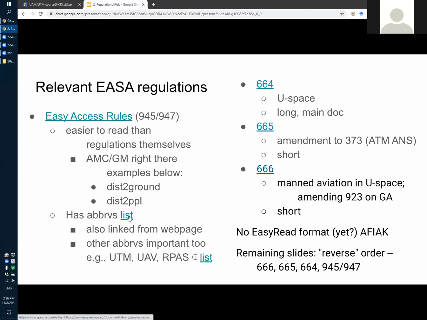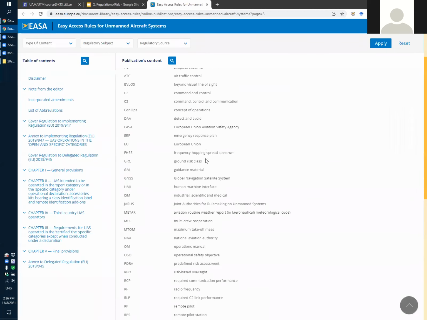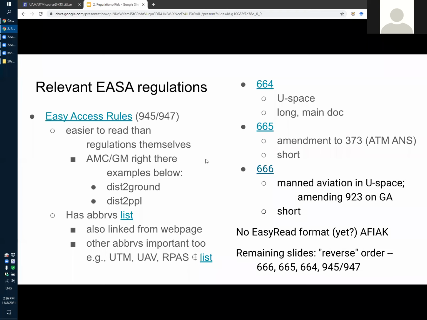Another thing, speaking about abbreviations: the easy access rules has this list of abbreviations. I don't want to go through each and every abbreviation right now. We don't have to learn all of them, but it's important to know that they are there. There is also a link on the web page. It's important to understand that it's not an exhaustive list. For instance, UTM, UAV, RPAS don't belong to this list, but nevertheless, they are in the regulations. So I think these are pretty much solid.